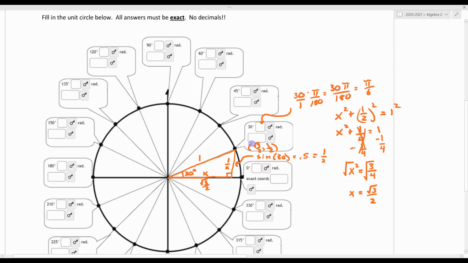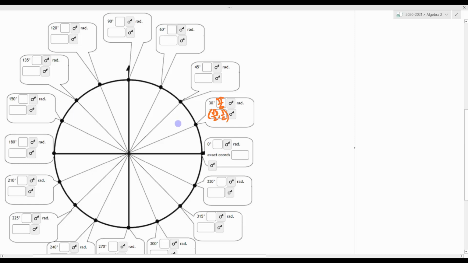All right. So let's go ahead and clear all this out, and we'll do the next angle. And I promise it's going to get a lot quicker. Once we get a few angles solved here, we're going to use some other strategies to fill in the rest of this thing. All right, so now just kind of going on to the next angle here.